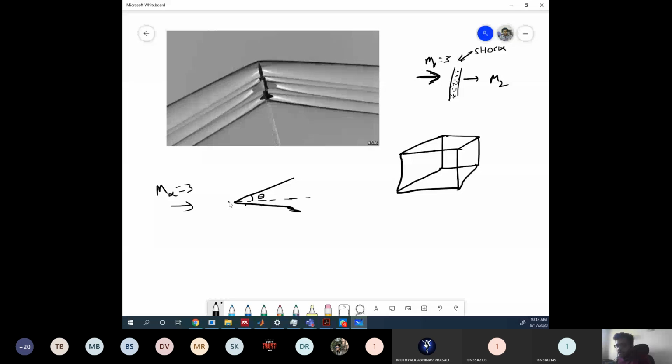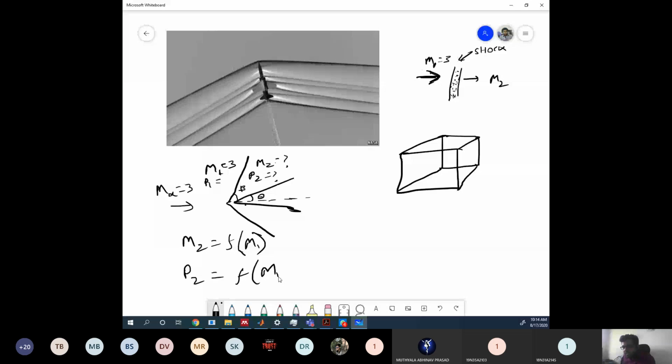So here, if M1 is 3, then M2 should be something, right? And if P1 is something, then P2 also should be something, right? So obviously this is a flow field. We have to derive some empirical relation which should be as simple as possible, so that using a simple equation you should be able to bring M2 as a function of M1. At the same time, P2 also you can bring as a function of M1. You will see that M1 becomes a major criterion where you can predict everything. T2 also you can predict as a function of M1.